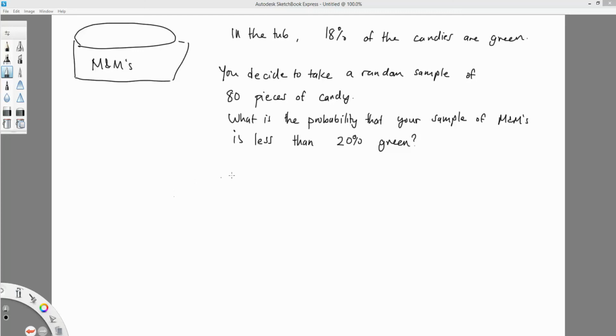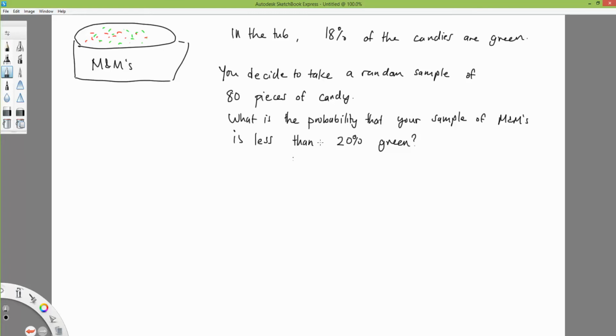So we will solve this. It says, so we understand what's happening, right? In the tub, 18% of the candies are green. So we got different candies in here, we got red ones and blue ones and green ones. And I said 18% are green.